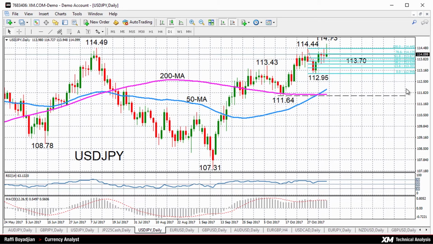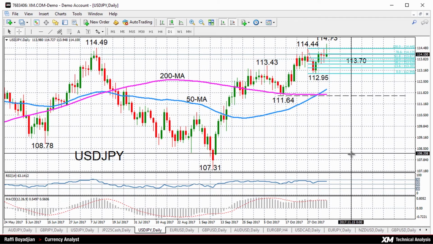If you do see, though, deterioration in that upside momentum in the short term, support should come around 113.70. That's the 50% Fibonacci, and then we have the 113 handle, which is just above that low from late October, 112.95. And then another major support to the downside is that low from mid-October, 111.64, and that's also just below the 200-day moving average, suggesting a potentially important support level around that area.